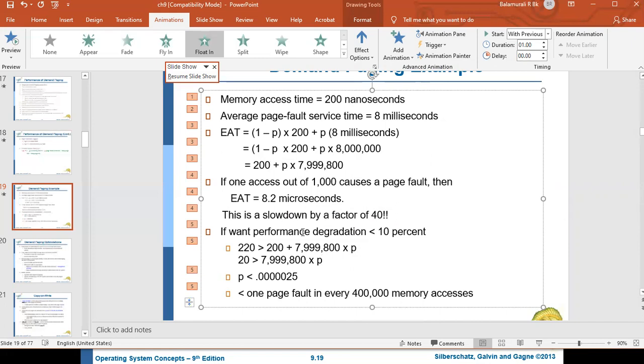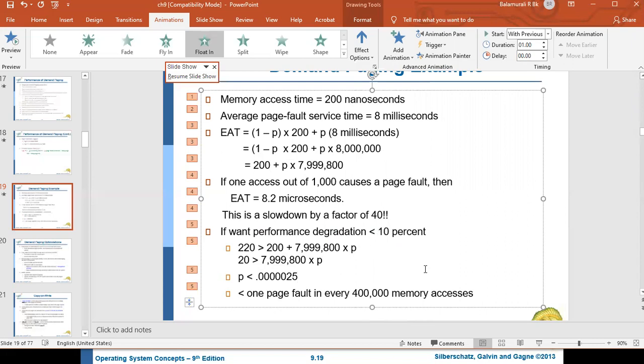If you want the degradation to be less than 10 percentage, then 220 should be greater than this entire thing. Okay, let us equate that way. Then if you move this 200 here, then 20 should be greater than this point. Then what should be P? Then P will be 20 divided by this value.